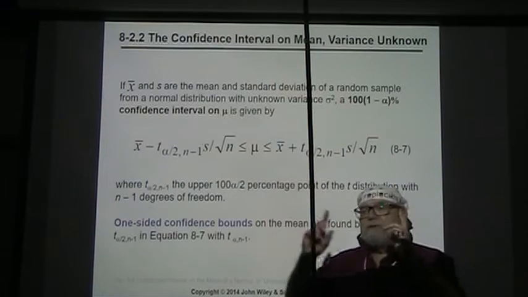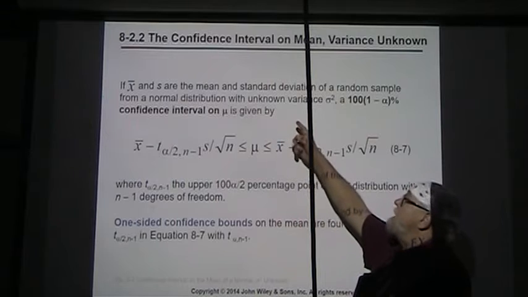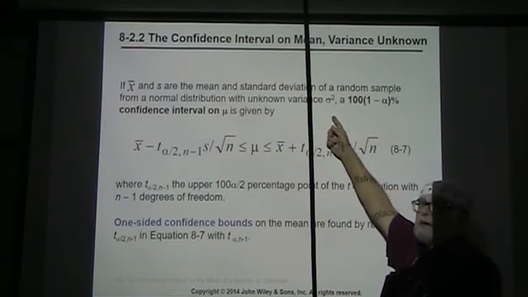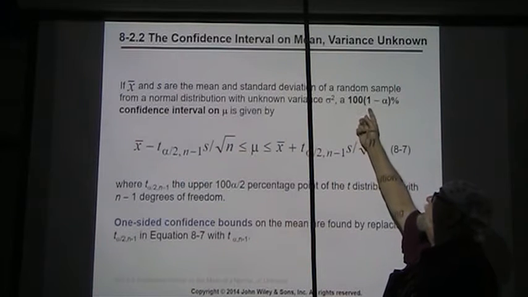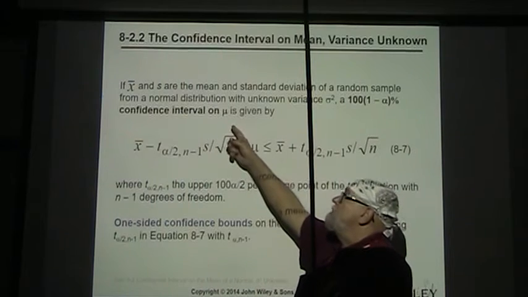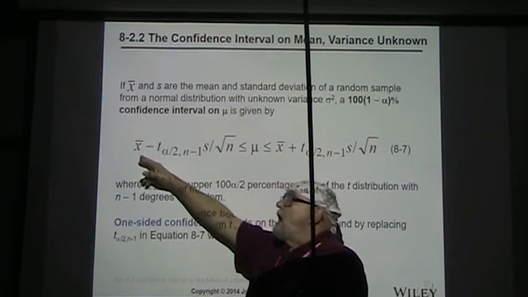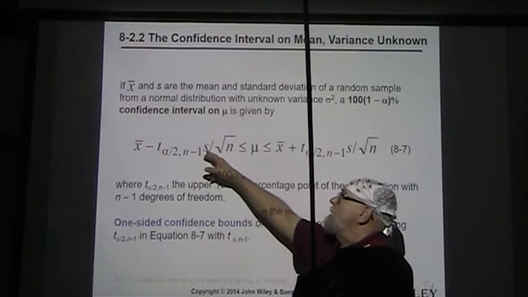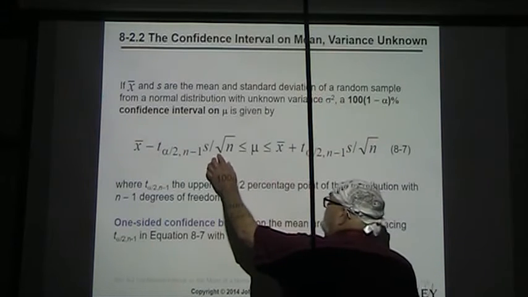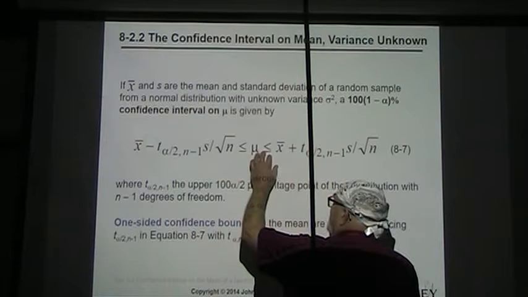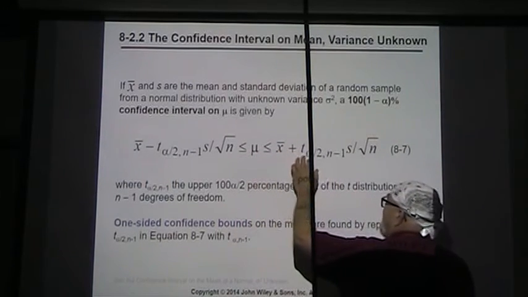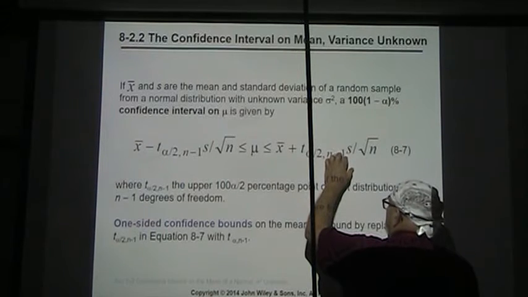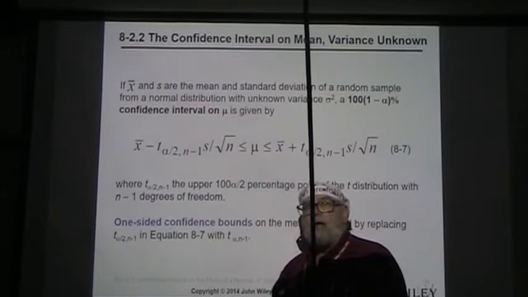All right, so if x bar and s are the mean and sample standard deviation of a random sample from a normal distribution with unknown variance sigma squared, a 100 times the quantity 1 minus alpha percent confidence interval on mu is given by x bar minus t alpha divided by 2 with n minus 1 degrees of freedom times sample standard deviation divided by the square root of n is less than or equal to mu less than or equal to x bar plus t alpha divided by 2 with n minus 1 degrees of freedom times sample standard deviation divided by the square root of n.